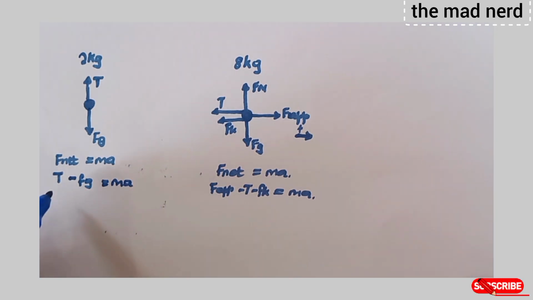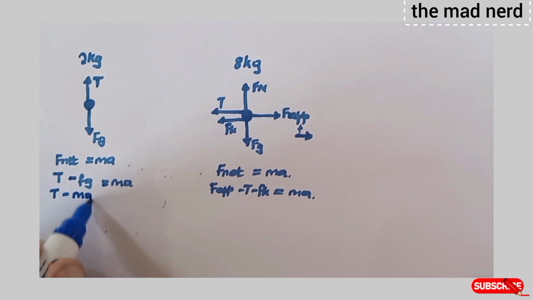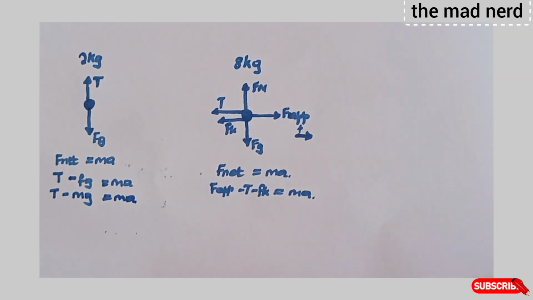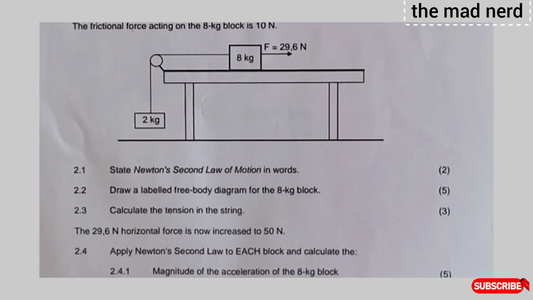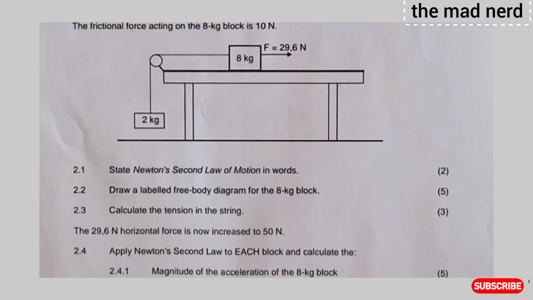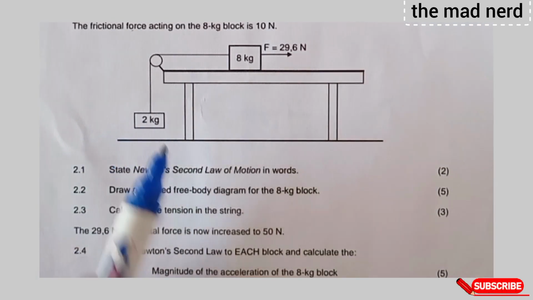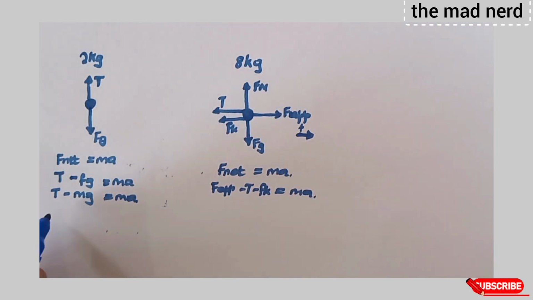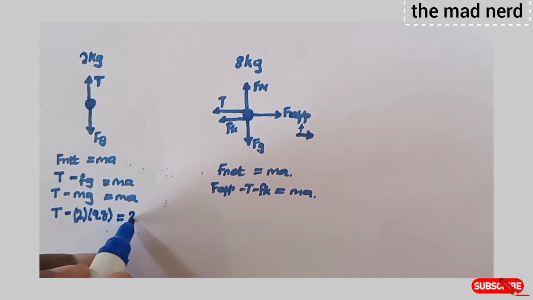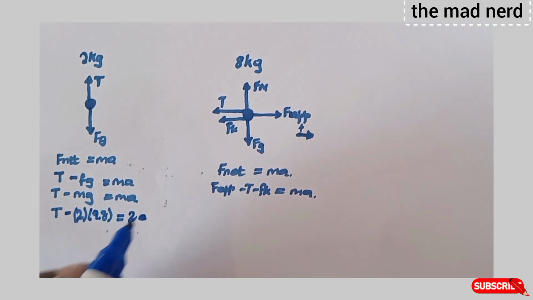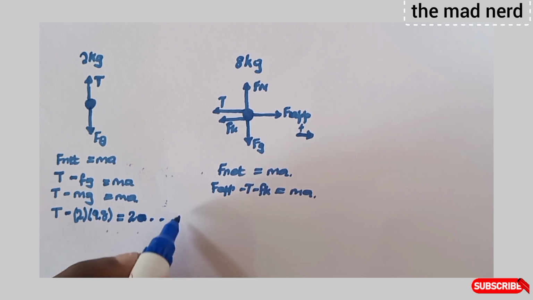Now let's replace. We know that Fg is equal to mg. So over here T minus mg is equal to ma. Now let's substitute the values that we have. The block is 2 kg, so we say T minus 2, and for g it's a constant 9.8, and it's equal to m, we put a 2, and the acceleration is what we want. So this one should be our equation 1.